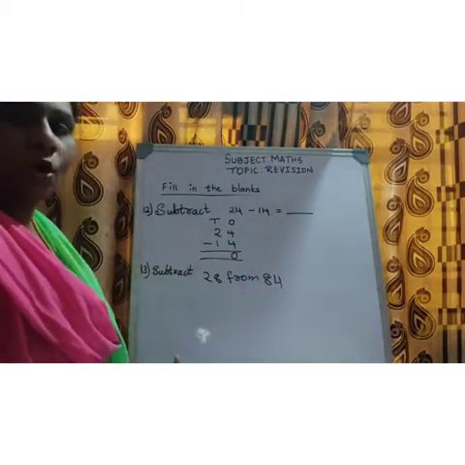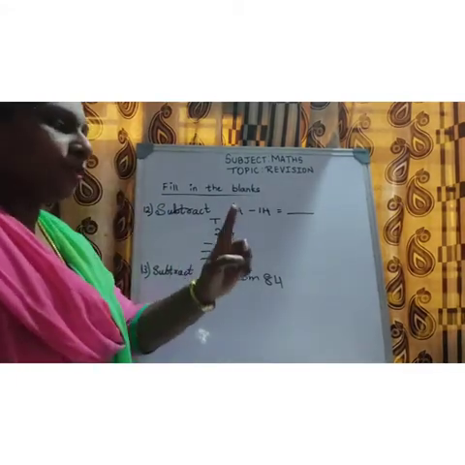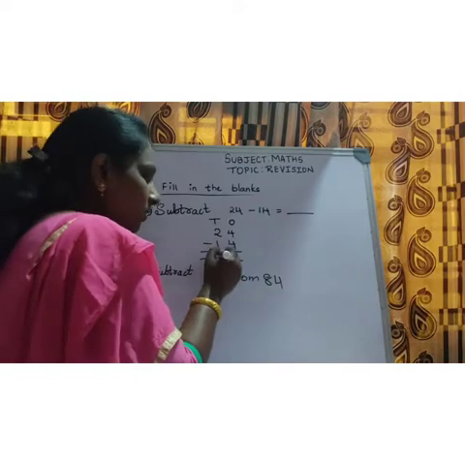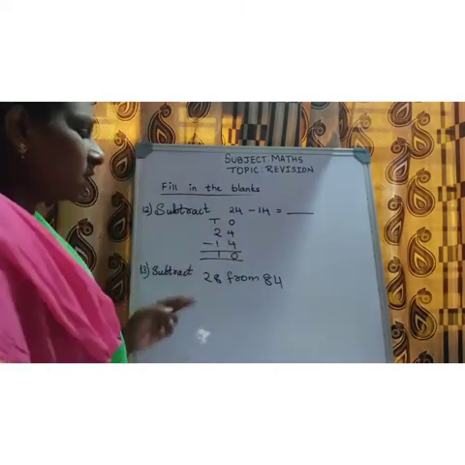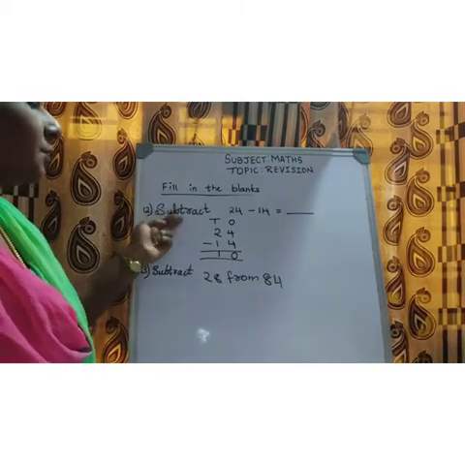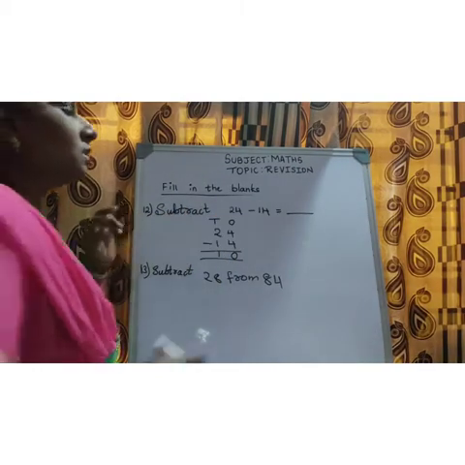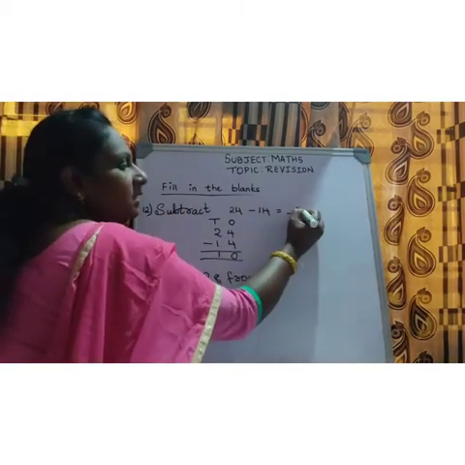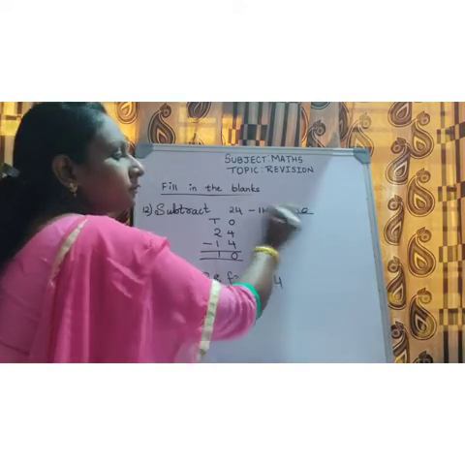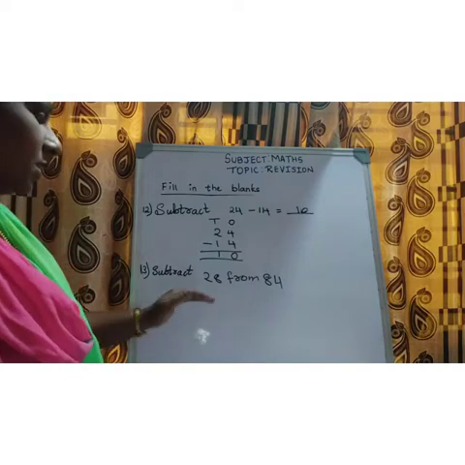Okay. Next is 2 minus 1. 2 minus 1 is how much? 2 in your mind, 1 show it in your finger. Before 2, 1. So the answer is 1. So how much is the answer? It is 10. Subtract 24 minus 14 is equal to how much, children? The answer is 10. Okay. The next one.